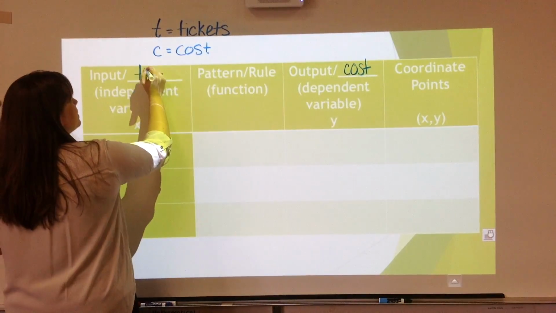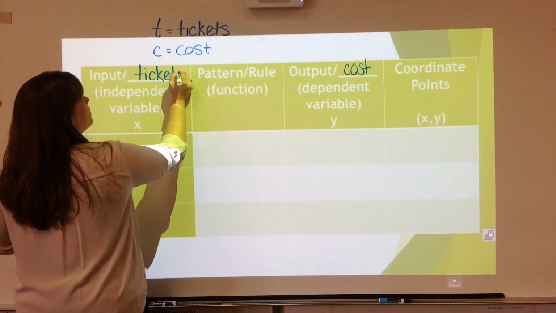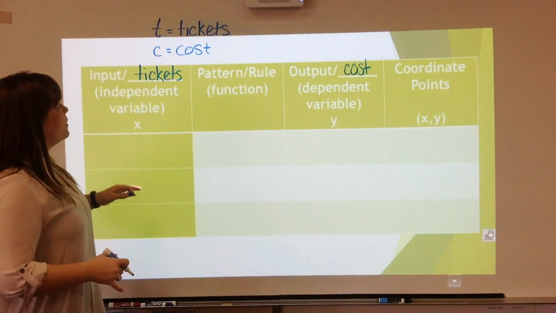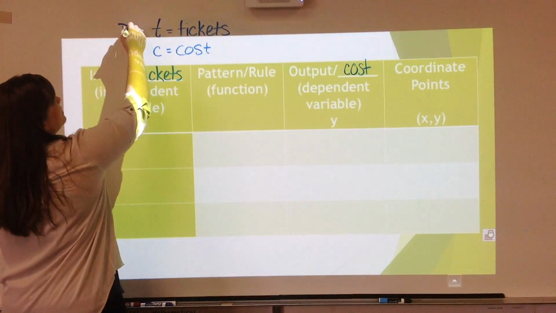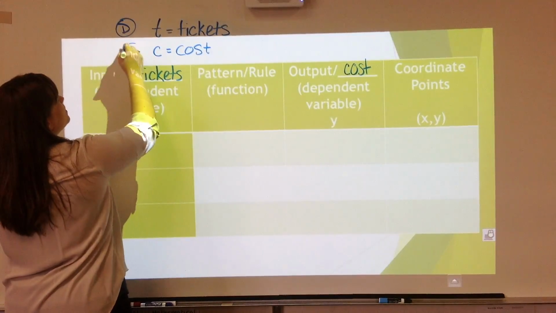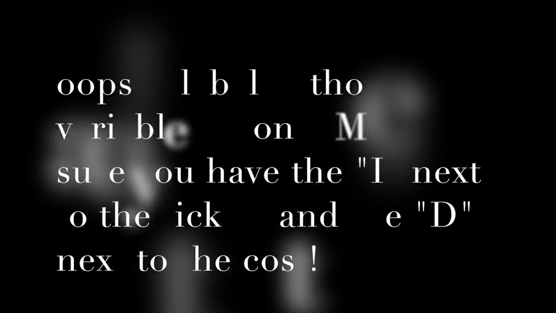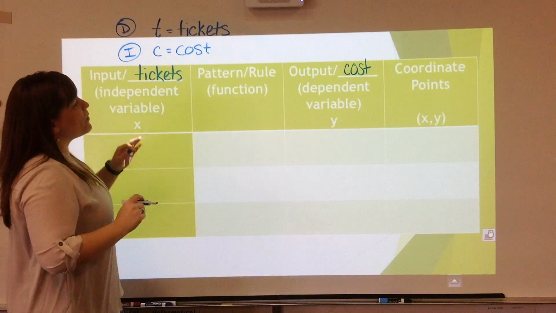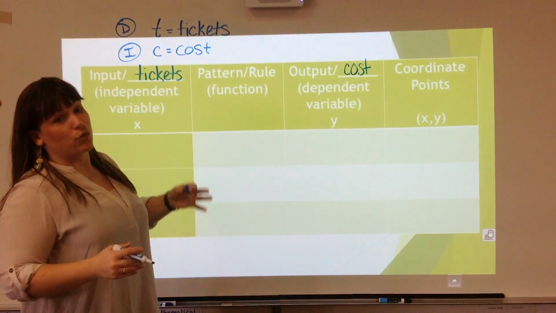So I'm going to write the word cost on my output or dependent variable side, and I'm going to write tickets on my input or independent column. So tickets are independent, cost is dependent.